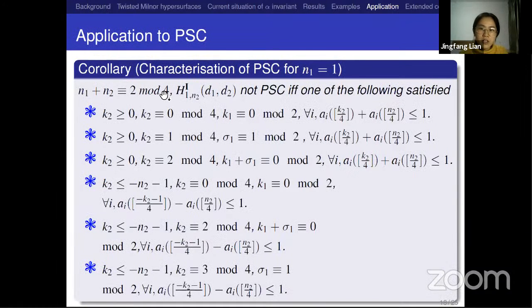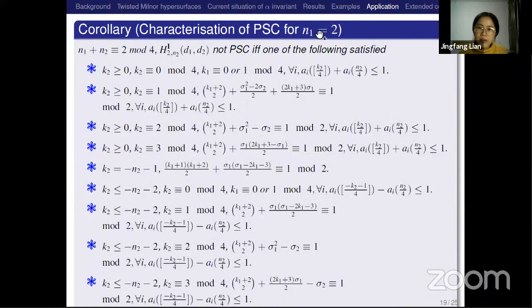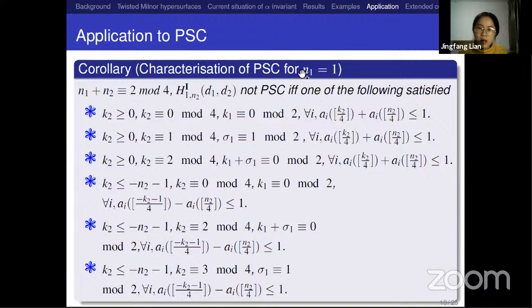And here is the application of the alpha invariant to positive scalar curvature. Since we give the formula of the alpha invariant, we here give results for n1 and n2, where n1 is 1 or n1 is 2.